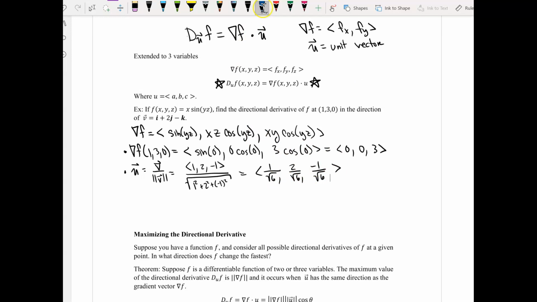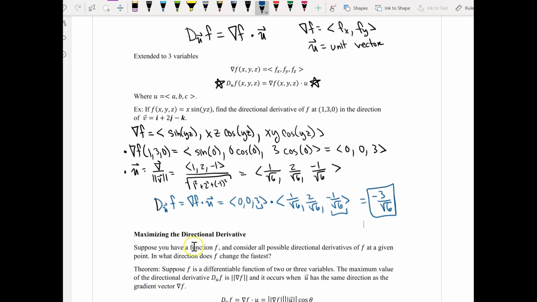Now all we really have to do is take the dot product. The directional derivative is going to be the dot product of these two: grad f dotted with the unit vector. So this is going to be 0, 0, 3 dotted with 1 over square root of 6, 2 over square root of 6, and -1 over square root of 6. You can see the first two components will go away, so you just have 3 times -1 over square root of 6, which gives me -3 over square root of 6. This is the directional derivative at this point in this direction.